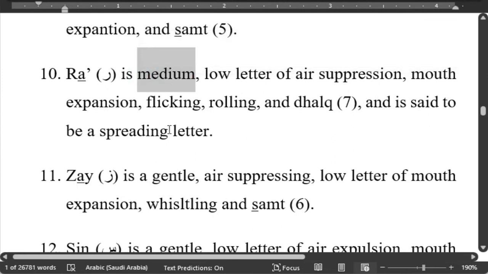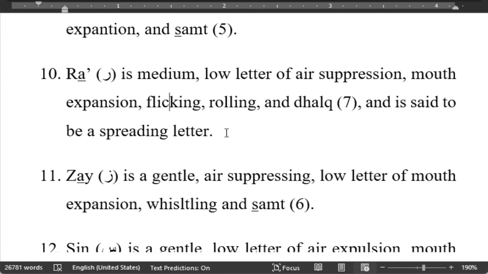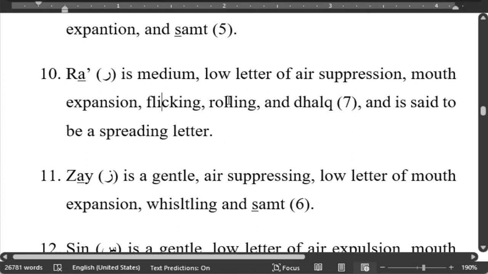Ra is medium, so between the strong letters that stop the sound and the gentle letters that don't stop the sound. Ra is a medium low letter of air suppression, mouth expansion, flicking, if you want. Flicking, that's what's meant here, not the rolling. The flicking is the inhiraf. Ra, lam also. Flicking letter. Rolling and dhalq, it's on the edge. Ra is on the edge. Ra.